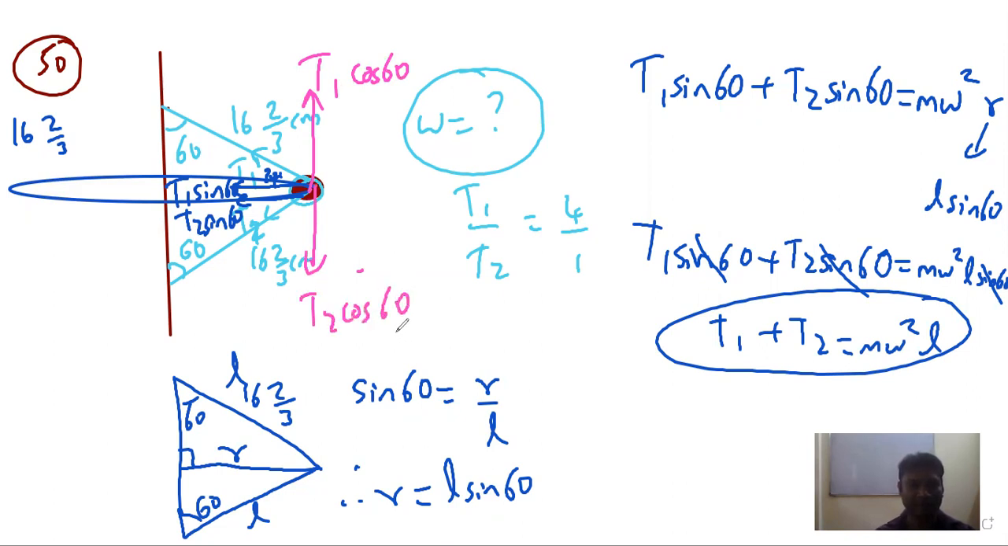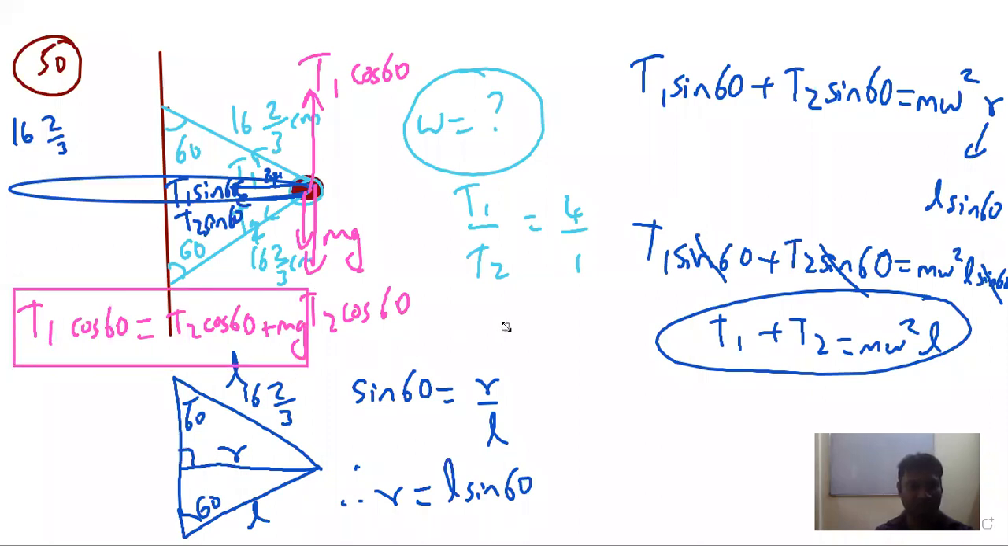So from this, what I can get is, also we have the weight mg in downward direction. So we will have T1 cos 60 plus T2 cos 60 equal to the downward force. Upward force is equal to downward force, which is mg. So this is the equation for Newton's law in vertical direction.